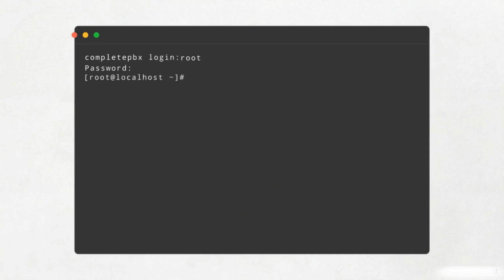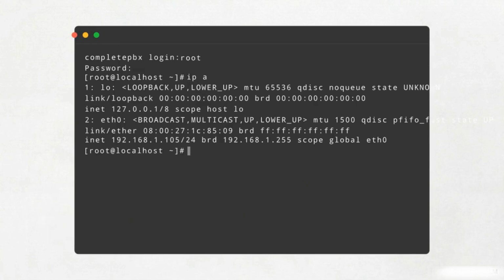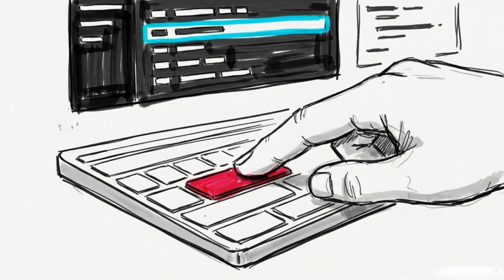Because your network likely assigned this machine a dynamic IP address, you have to actively query the system to find out where it lives. Type the command ip a or ifconfig and hit enter. Look for the local area network address. Pause the video right here. Do not move forward until you execute this command and locate the specific IP address for your machine.